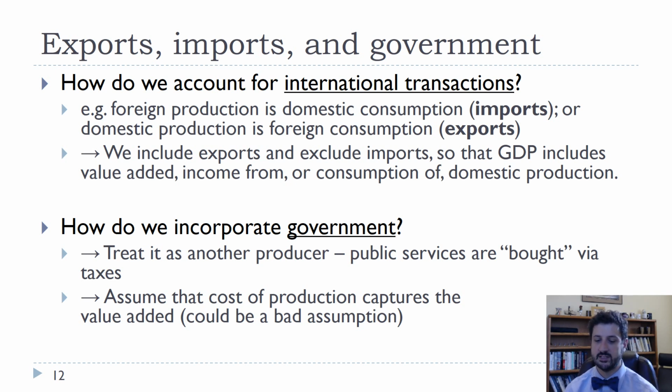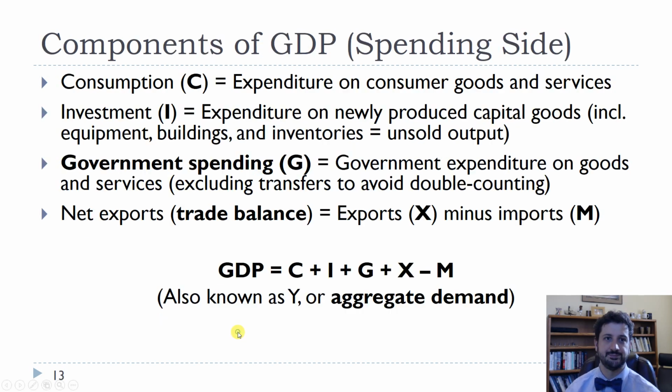And that could be a bad assumption on both levels, right? So it could be, for instance, that creating a network of interstate highways creates a whole lot more value added than just the salaries of the construction workers and the engineers that built them. On the other hand, it could be if there's a lot of waste in government that people are getting paid too much and are not actually producing that same value. So it's just something to keep in mind.